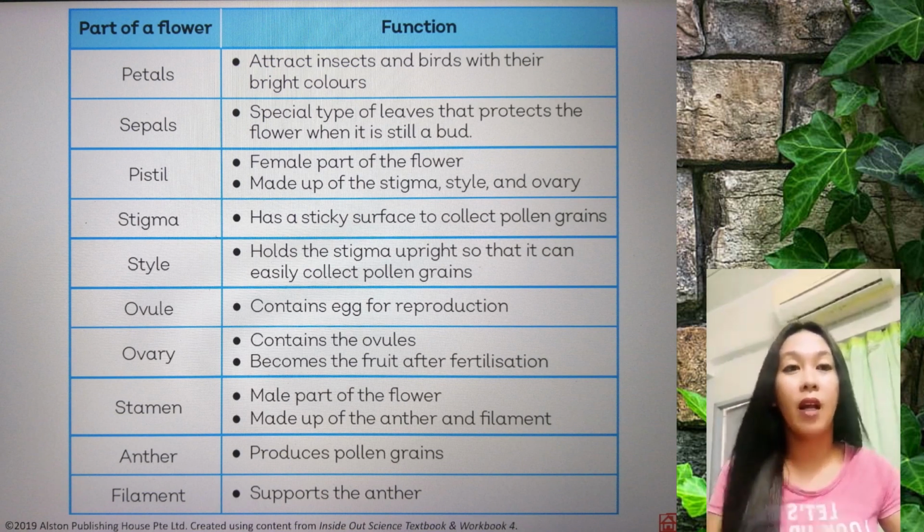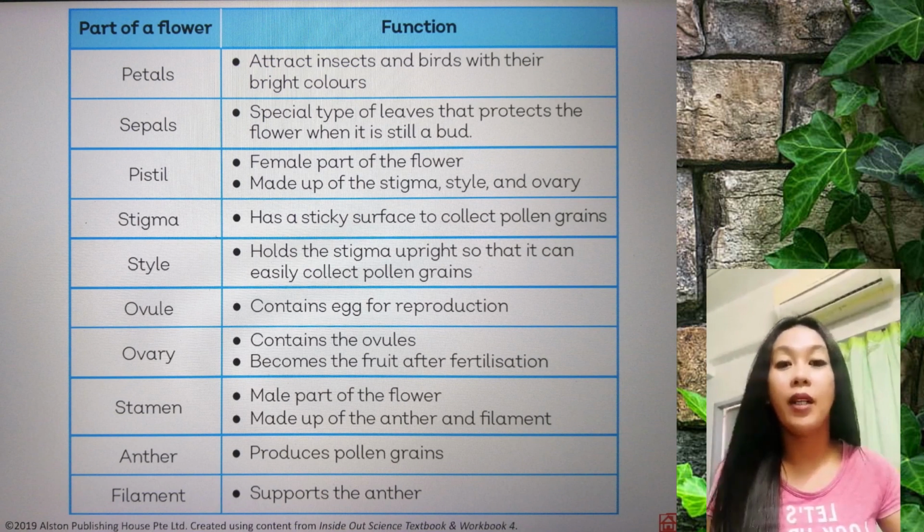still a young flower. The pistil is the female part of the flower, made up of stigma, style, and ovary. Stigma has a sticky surface to collect pollen grains. Style holds the stigma upright so that it can easily collect the pollen grains. Ovule contains eggs for reproduction. Ovary contains ovules and they become the fruit after fertilization.